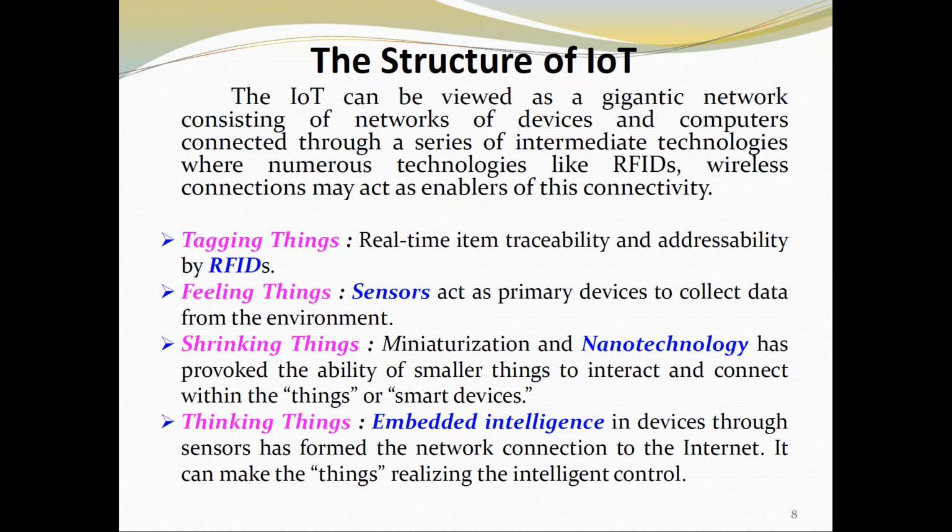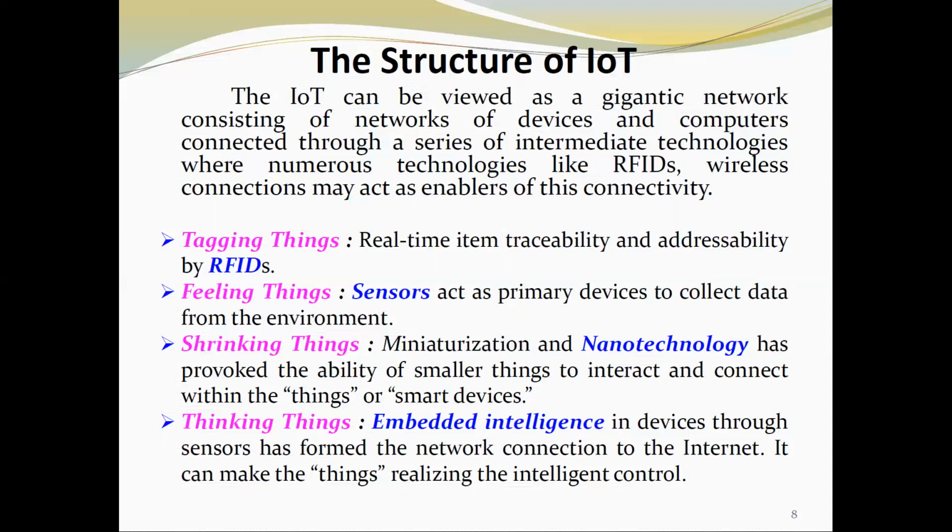Next is shrinking things. Now this is related to the nano part, that is the smallest part of this, right? So nanotechnology has proved the ability of smaller things to interact and connect with the things or the smart devices, right? छोटी छोटी devices या छोटी छोटी things हैं उनको एक network में connect कर रहे हैं, and that too will give a chance to interact with those things or smart devices, that is ultimately called shrinking things.